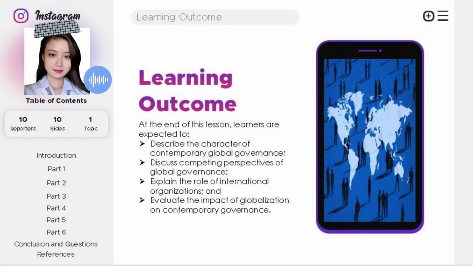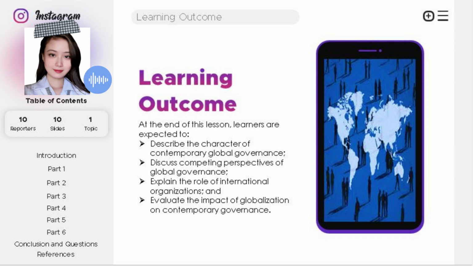First, students must know the learning outcomes, because at the end of this lesson, learners are expected to: 1. Describe the character of contemporary global governance. 2. Describe competing perspectives of global governance. 3. Explain the role of international organizations. And lastly, evaluate the impact of globalization on contemporary governance.